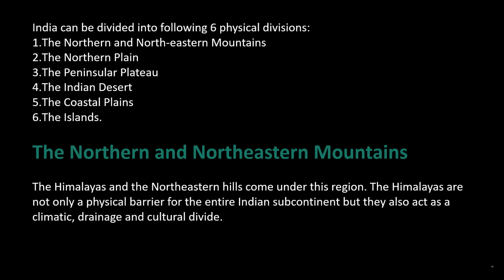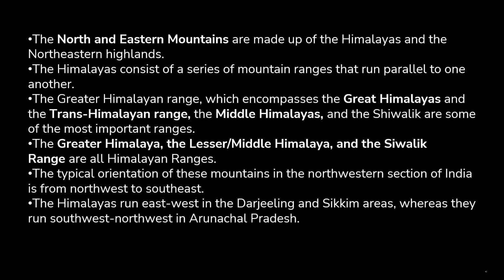The Himalayas are not only a physical barrier for the entire Indian subcontinent, but they also act as a climatic, drainage, and cultural divide. The Northern and Eastern Mountains are made up of the Himalayas and the Northeastern Highlands. The Himalayas consist of a series of mountain ranges that run parallel to one another. The Greater Himalayan Range, which encompasses the Great Himalayas and the Trans-Himalayan Range, the Middle Himalayas, and the Shiwalik, are some of the most important ranges.